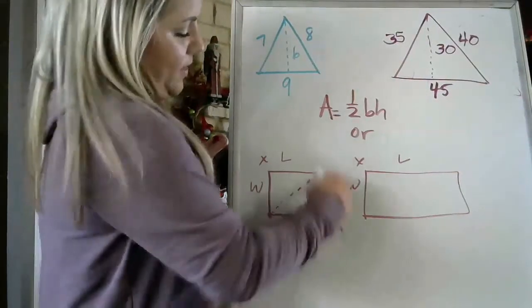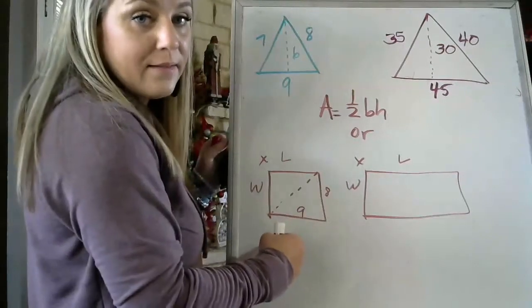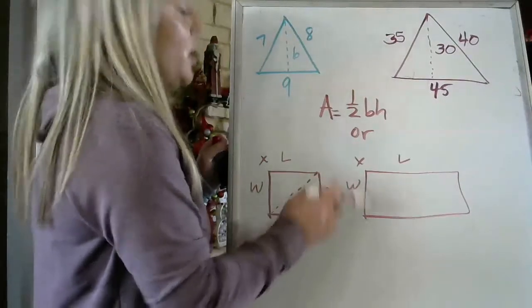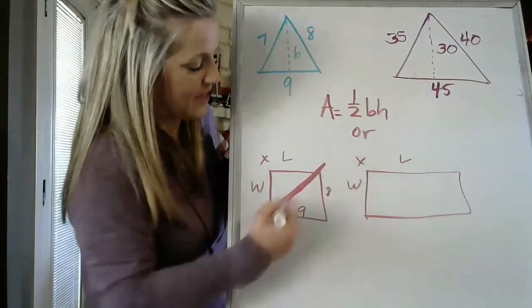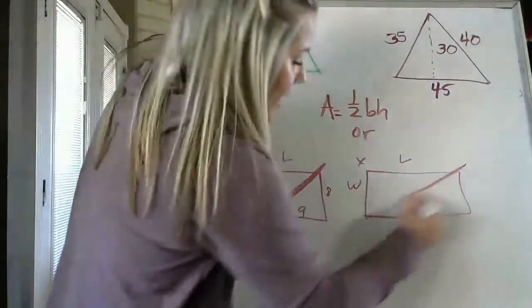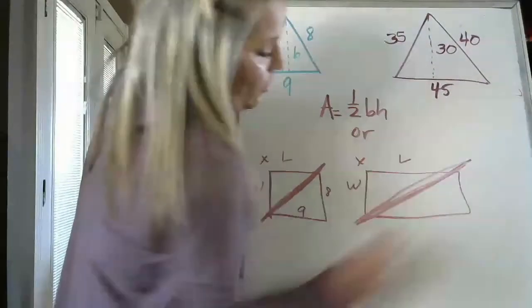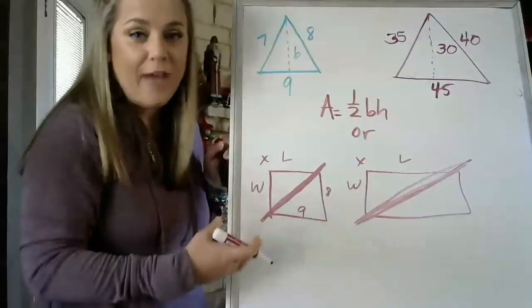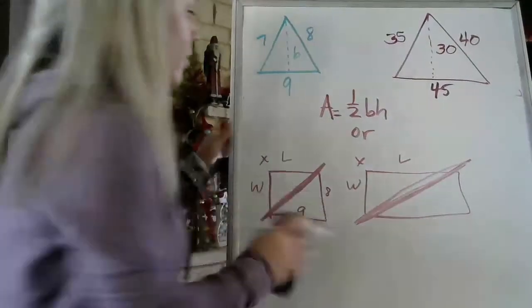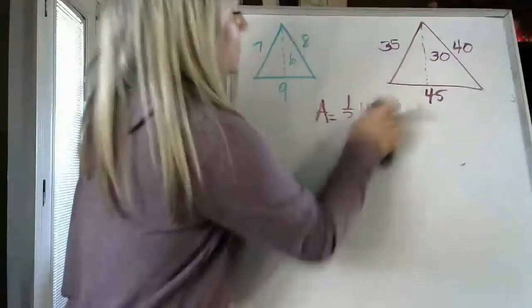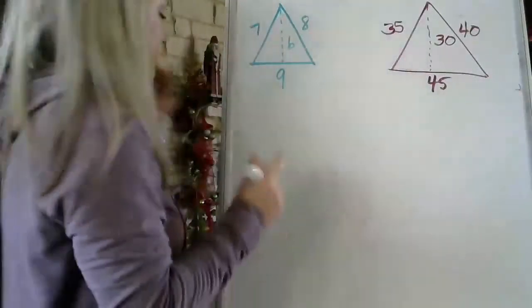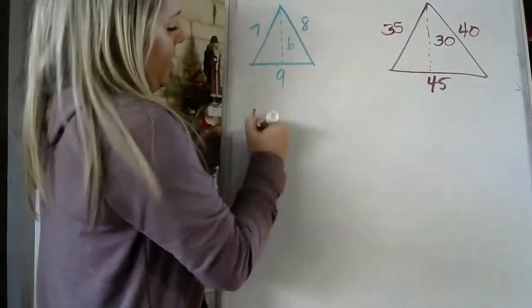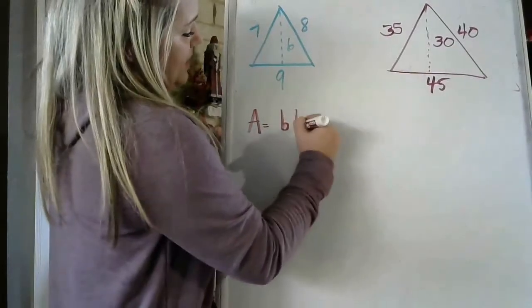If this is 9 and this is 8, that's 72, right? But we don't. They do it like that because they just want you to cut this in half, because it's half of a rectangle. Square, or half of a rectangle. Okay, so it's half of that, and that's why you divide it by 2. Okay, so in case you wanted to know, another little mini lesson. Okay, so the area is equal to base times height divided by 2.